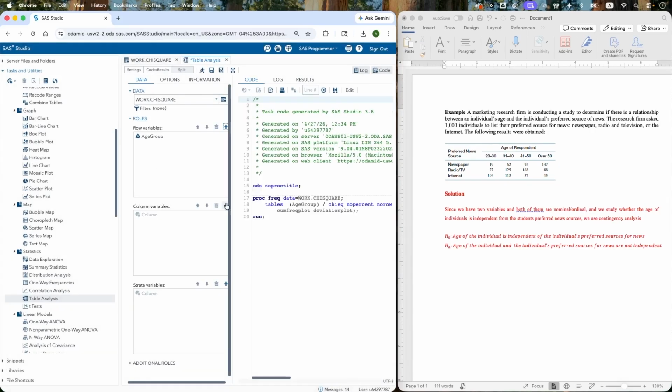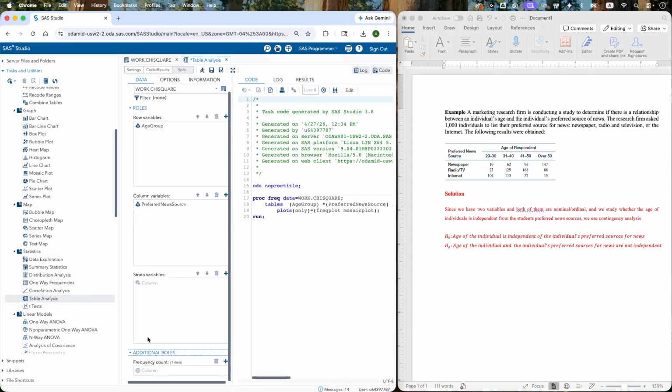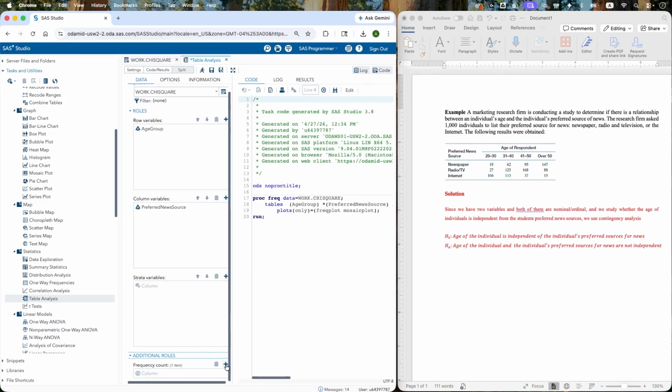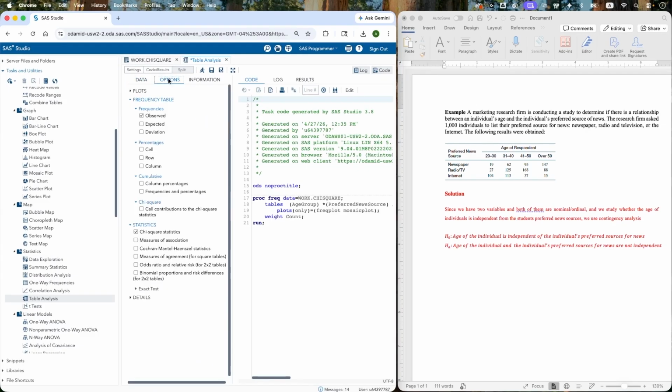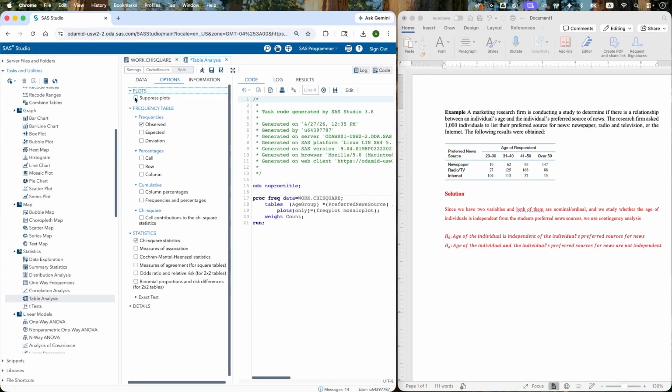The column is going to be my preferred news source. Then because I do have the counts, I have to report the counts as frequency counts here. Then I go to options. I don't want to have any plots, so I'm going to remove the plots.